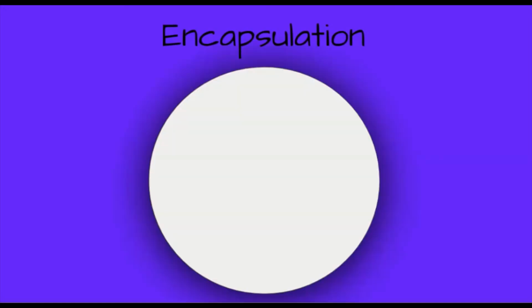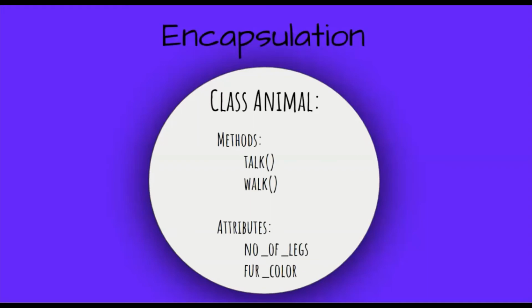Let's move on to the last concept, which is encapsulation. It's also known as data hiding. Encapsulation can be defined as the binding of all the functions and attributes that are related to a specific class together. So again, if we consider our animal class, we would include all the methods or functions that are relatable, like eating, walking, etc., and also attributes like the number of legs or the color of the fur and so on. So that's encapsulation.